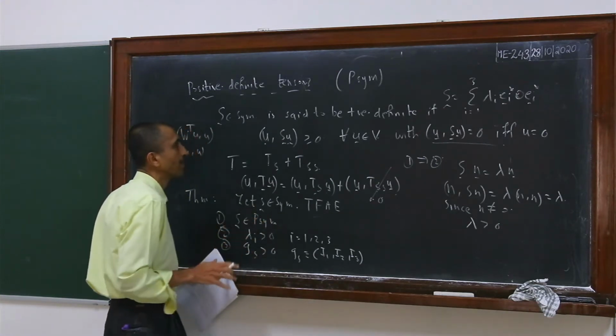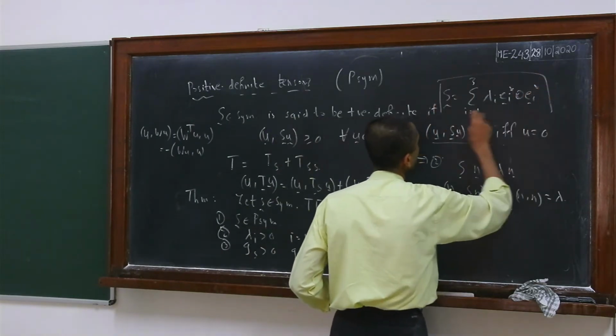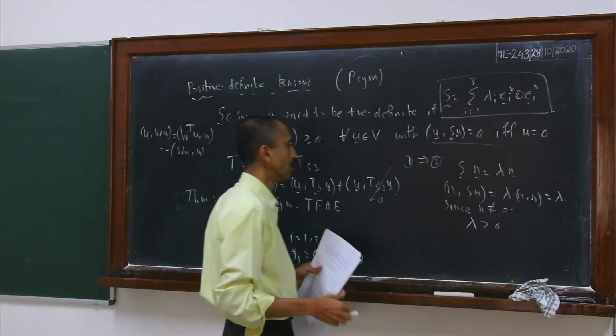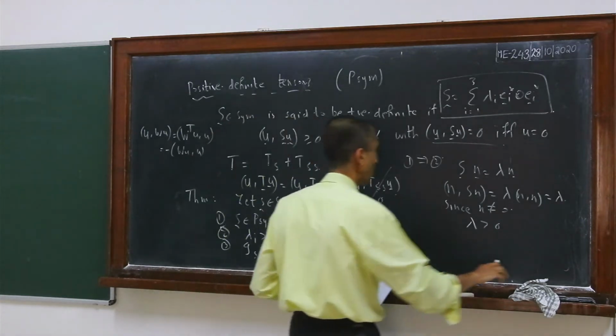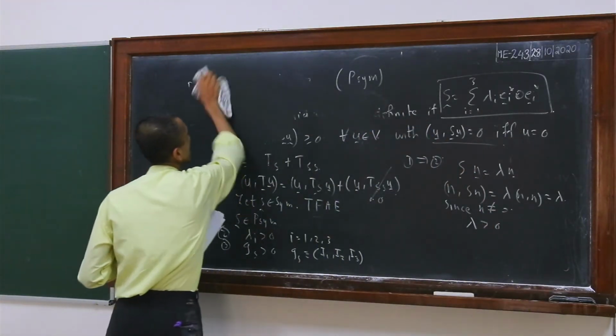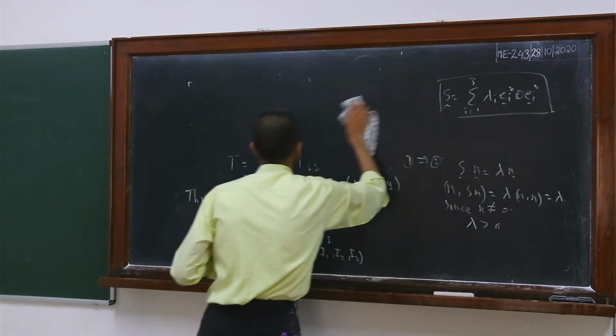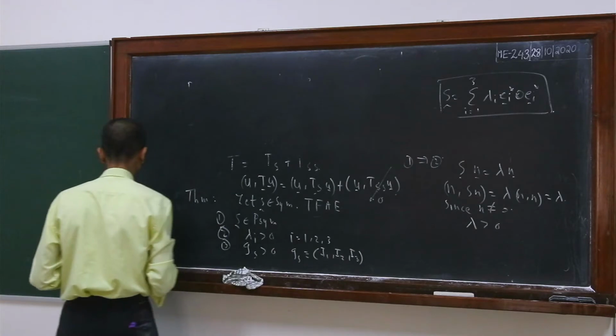Now let us try to show that if lambda_i are greater than 0, then S belongs to P sim. For that, this spectral decomposition is very, very critical. So let us try to prove this particular property here. Let me just write that again.